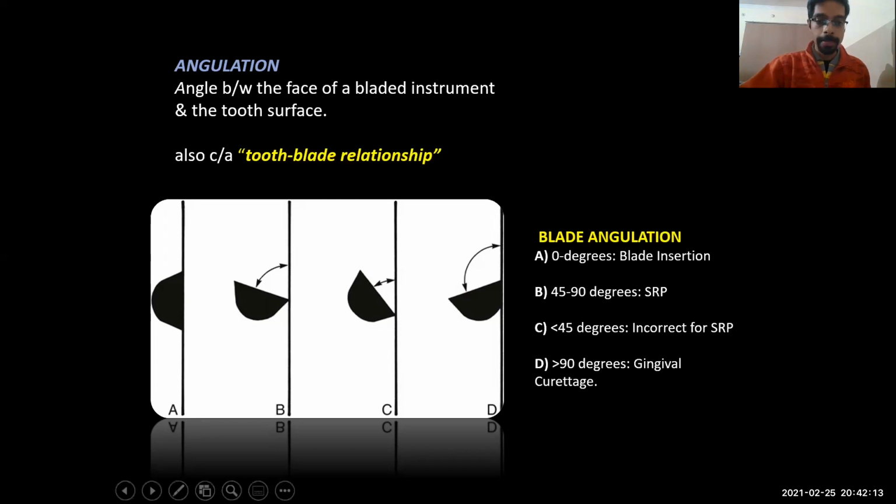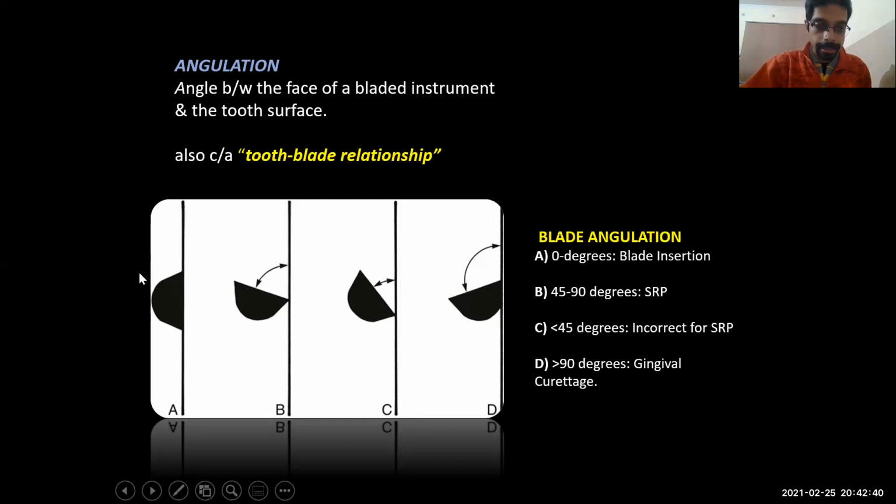Now, blade angle. If there is no angle between the face of the instrument and the tooth surface, this is for blade insertion. This is how we have to insert the blade in the pocket. If it is 45 to 90 degrees, it is for scaling and root planing. If it is less than 45, it is incorrect, and if it is more than 90, it is for curettage.